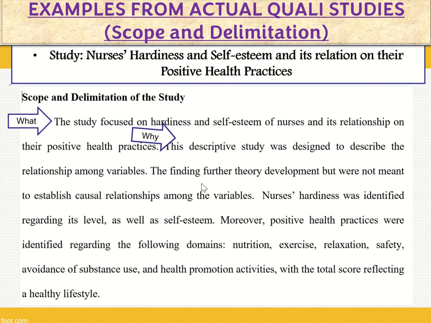So you state here the 5 W's and 1 H. So in this case, this is the what. You just state here, what are the variables? The study focused on the hardiness and self-esteem of nurses and its relation under positive health practices. And then the why is next, meaning what is the goal of the study. So we just discussed the goal of the study, and so that is the second W.